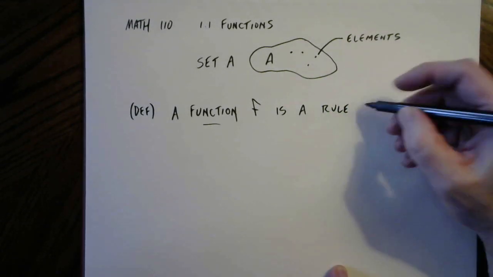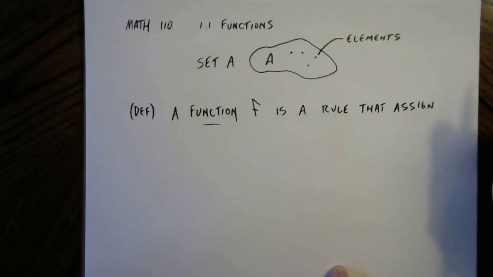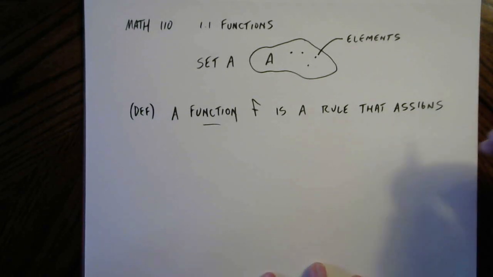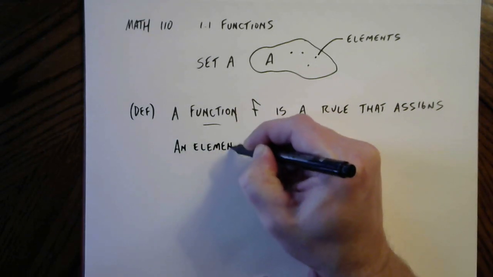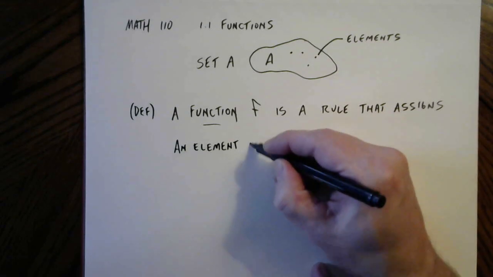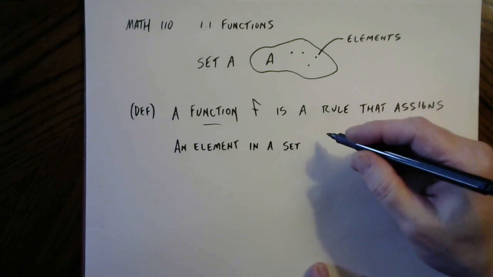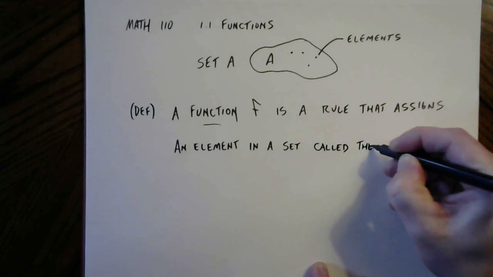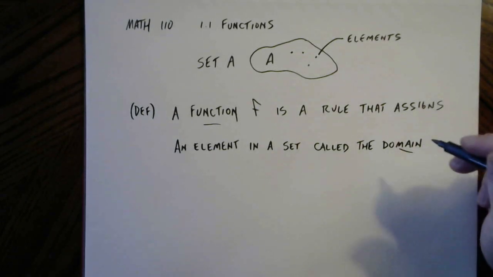Okay, what does it do? That assigns. So it's some sort of rule that's going to assign something to something else. A function F is a rule that assigns some element, an element in a set, which we call the domain. Called the domain. So we're actually sort of defining the word domain in here as well.